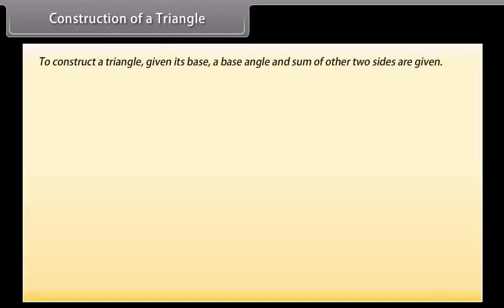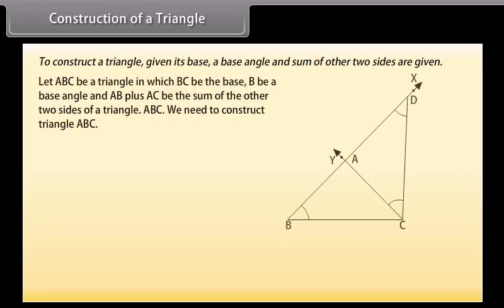Construction of a triangle. To construct a triangle, its base, a base angle, and the sum of the other two sides are given. Let ABC be a triangle in which BC is the base, B is a base angle, and AB plus AC is the sum of the other two sides of triangle ABC. We need to construct triangle ABC.